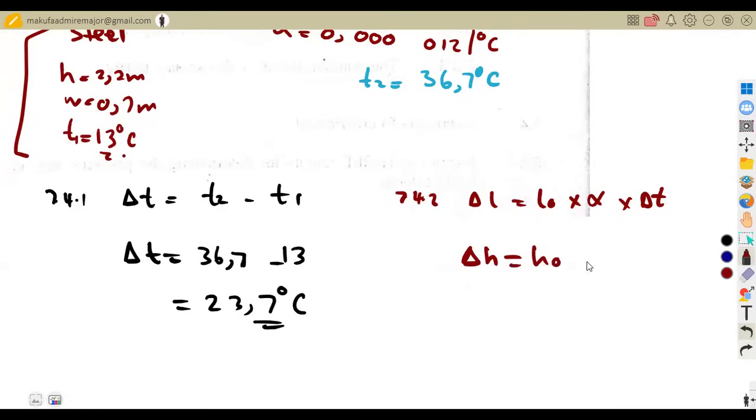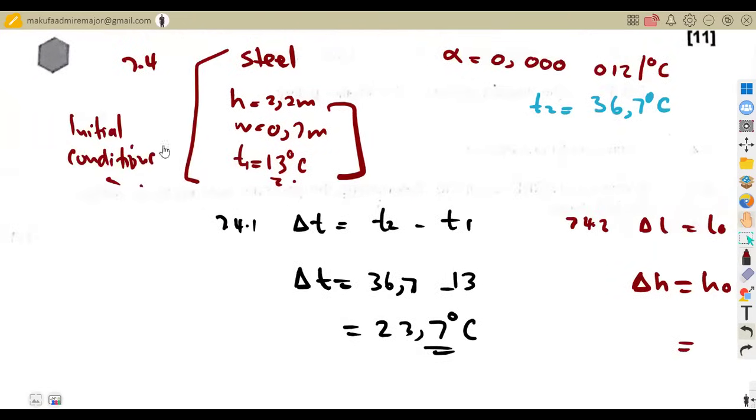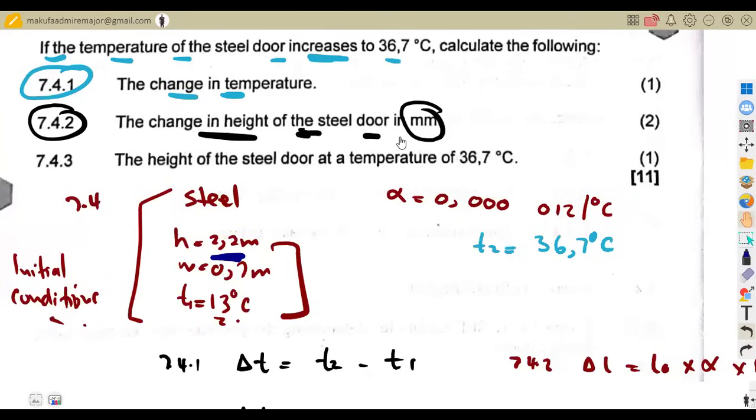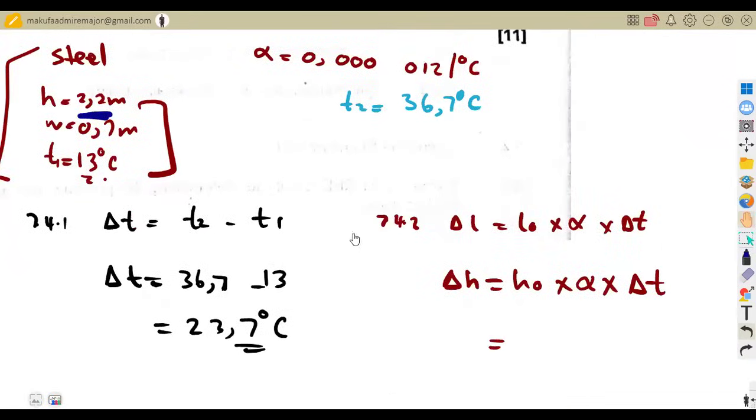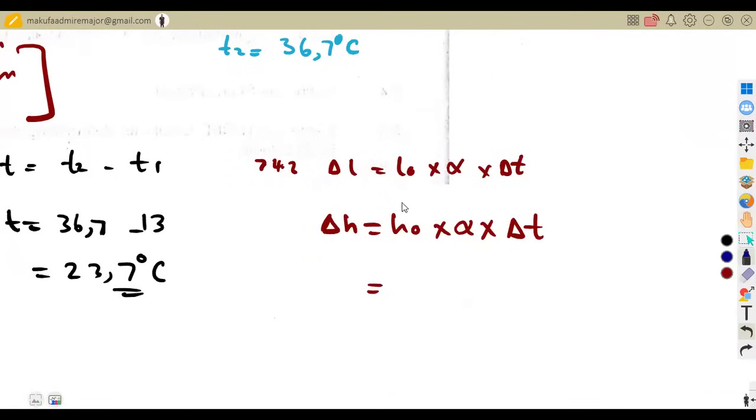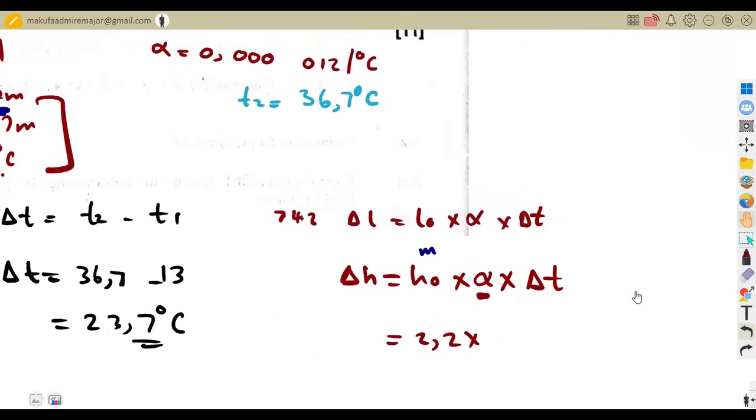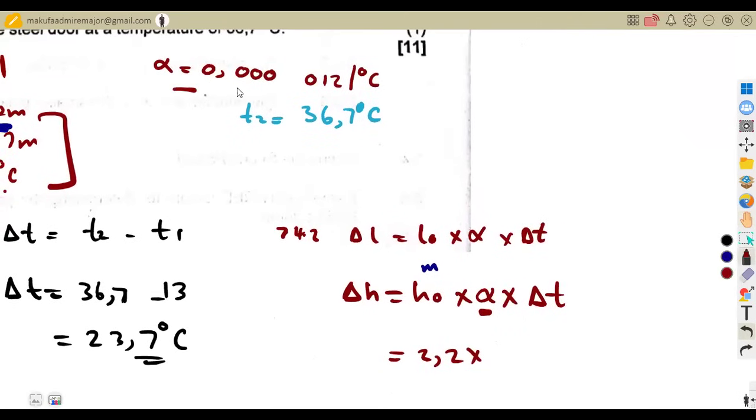So it is going to be the original height times the linear coefficient of expansion times the change in temperature. In this case, we have the original height from the initial conditions that we are given here. But the original height is in meters, whereas the answer is needed in millimeters. So either we change this or we change the final answer. I'm just going to use the height in meters. Remember, this is in meters, 2.2. So that is 2.2 times the linear coefficient of expansion of steel. This is a steel door.